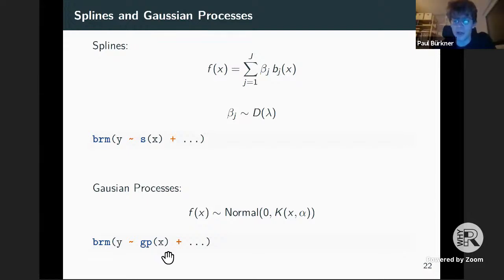But be careful, Gaussian processes, at least the exact ones like shown here, are really slow. So if in doubt, perhaps start with splines and only use GPs if you know what you're doing, or you're using some approximate GPs, which are also implemented in BRMS, and you can specify the kind of approximation in the GP function in BRMS if you want to.